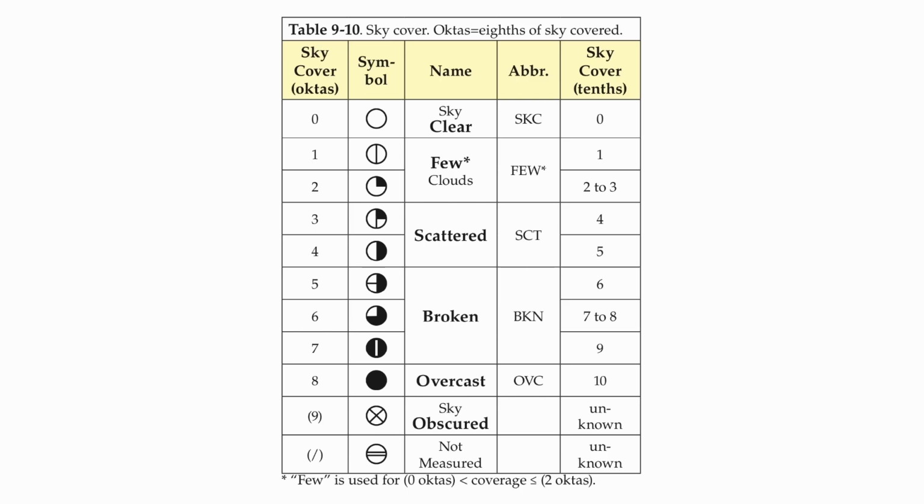BKN and OVC are the most operationally important as they are considered ceiling layers, meaning they can affect approach minima and VFR legality. In our Delhi METAR example, BKN020 means a broken ceiling at 2000 feet or 5 to 7 octas of cloud at 2000 feet. Outside of the USA, CAVOK can also be used. This is when the sky is clear, or when the METAR would say SKC in the USA, and the visibility is 10 kilometers or more.